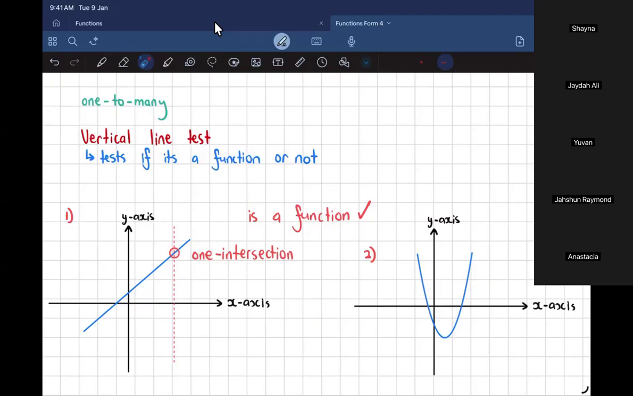Okay, cool. Yvonne, how many times did the vertical line cut the graph? One time. So is it a function? Yeah, that's it. Now, when you draw any vertical line, draw it kind of dashed like this, so nobody would confuse it for the y-axis. Right, good job, Yvonne.